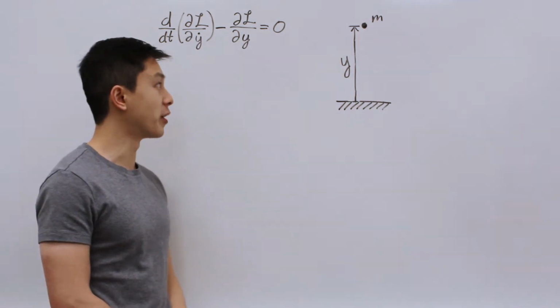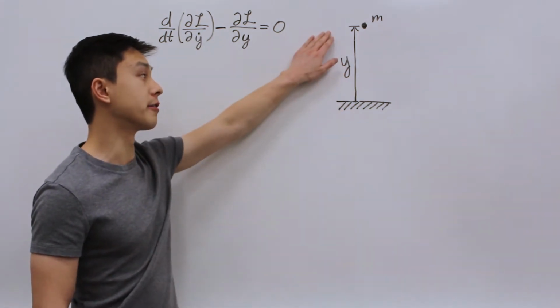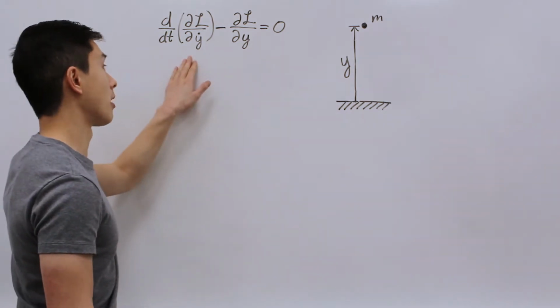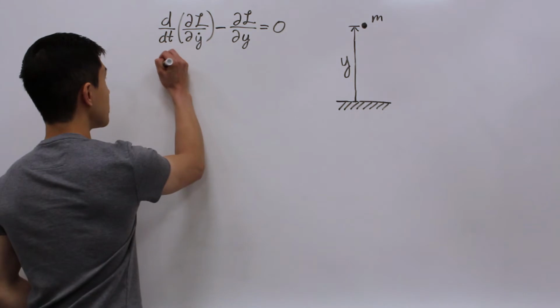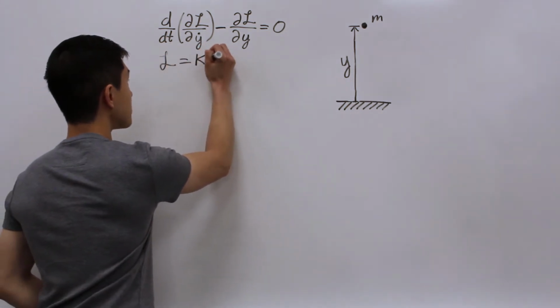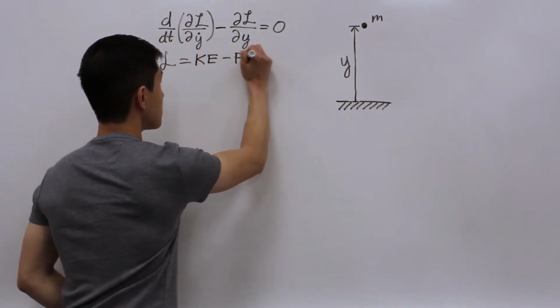How do we find the differential equation of motion of a point particle falling under the influence of gravity using the Euler-Lagrange equation? Our first step to solve this problem is to find the Lagrangian, which consists of the kinetic energy of the system minus the potential energy of the system.